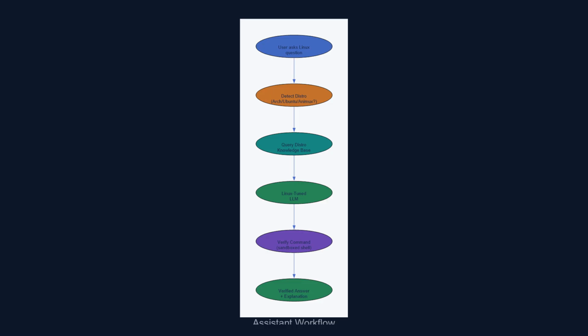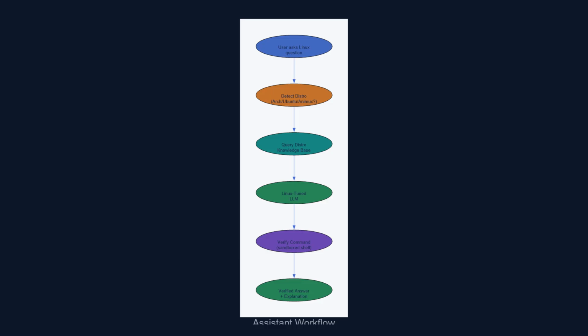With the distribution identified, the system queries the distro knowledge base to pull relevant context. That context, package names, configuration paths, service names, is combined with the user's question and fed to the Linux-tuned language model. The model generates a candidate response. Here's the step that separates this architecture from a naive chatbot. The recommended command is verified in a sandboxed shell before it reaches the user. That verification step catches commands that are syntactically correct but operationally wrong for the specific distribution or environment.